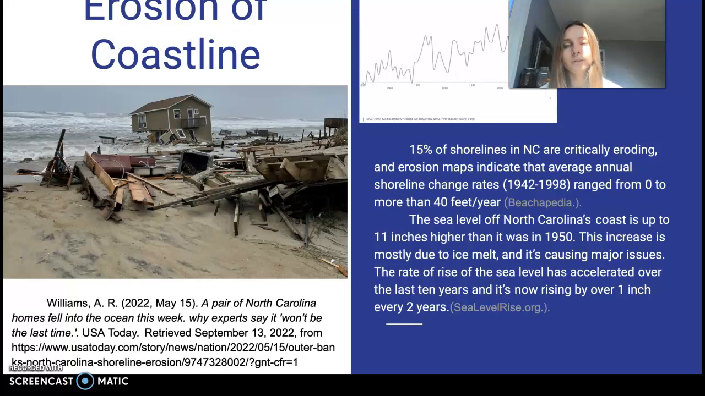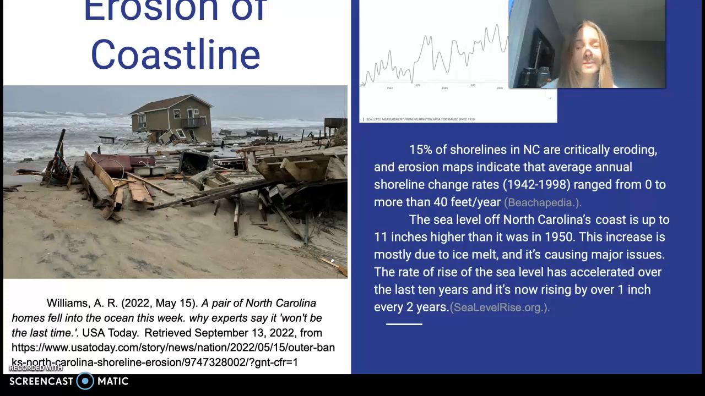The erosion of the coastline, as you can see on the far left, that house is not far off from being fully submerged and its property was destroyed. And on the right side, that graph is discussing the sea level rise on the North Carolina shore in the Wilmington area. Each line is how much the sea level has risen in inches per year.